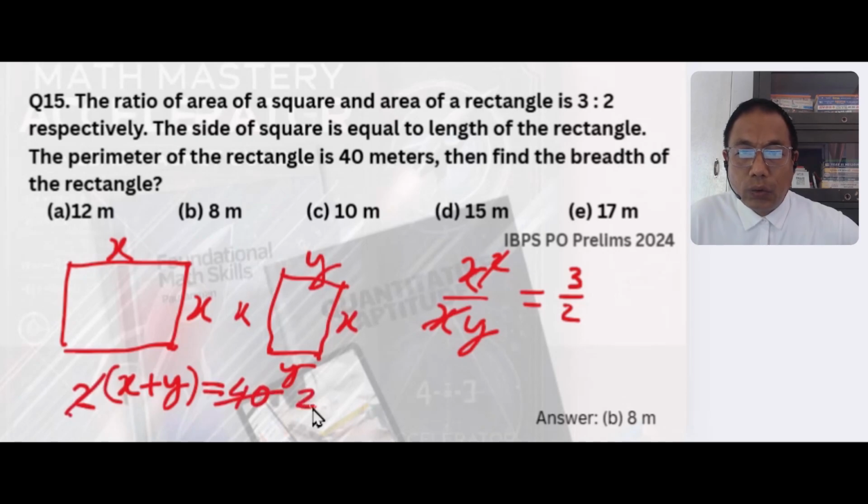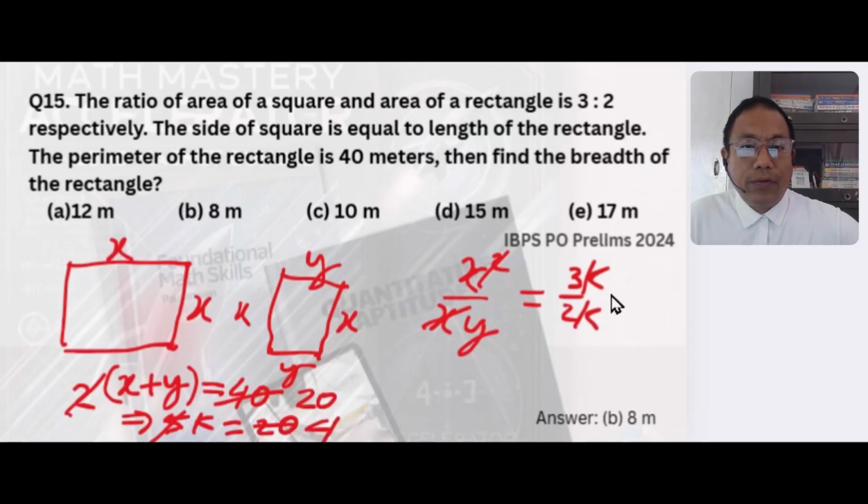2, 2 of 4. X I'll take as 3k, y is 2k. X plus y will be 3 plus 2, 5k. This is 5k is equal to 20. 5, 4 are 20. Now put the value of k. 3, 4, 12. 2, 4, 8. X is 12, y is 8.